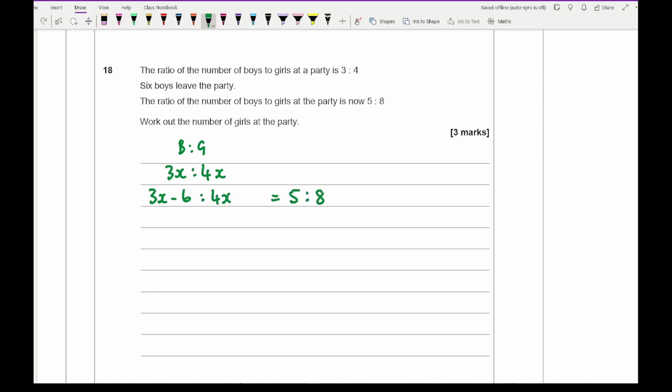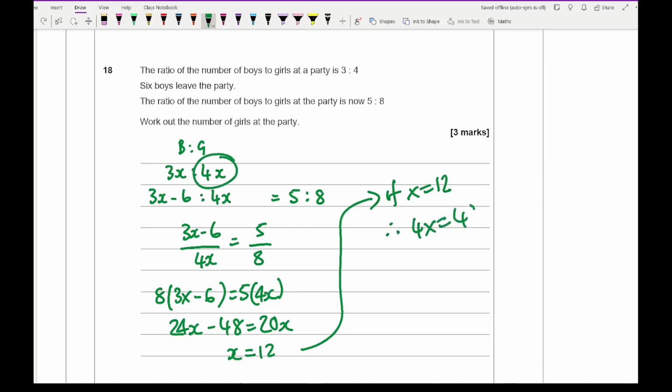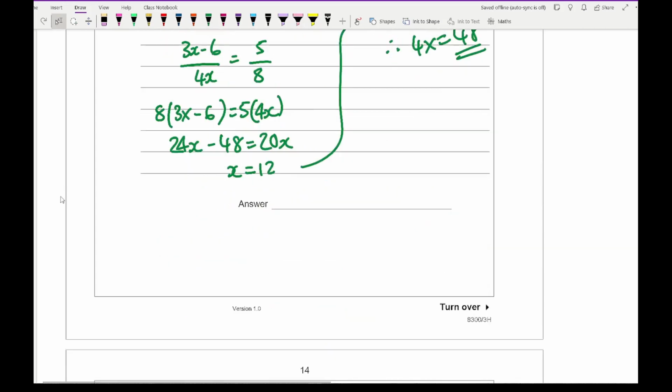So from this, if I do a little bit of cross multiplying, we've got that 3x minus 6 over 4x should equal 5 over 8. And this is where I can then do the cross multiplying. So what I've got is 8 lots of 3x minus 6 equals 5 lots of 4x, in which I've got 24x minus 48 equals 20x. Then if I go on to solve this, I get x equals 12. Now from this, if x equals 12, then girls is 4x, then 4x is going to equal 48. So how many girls are at the party? 48.